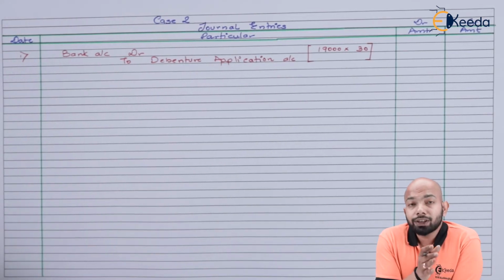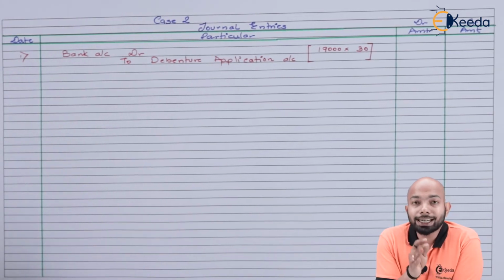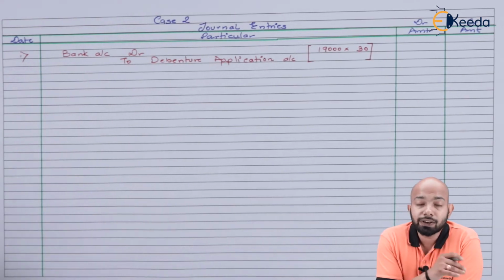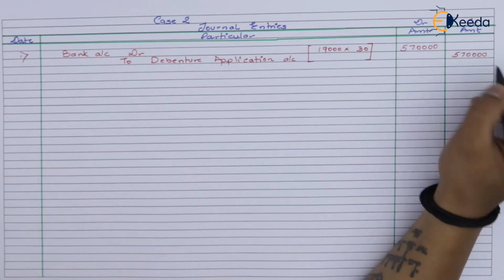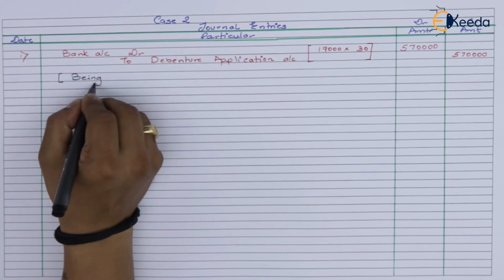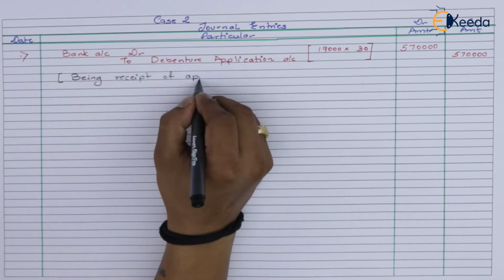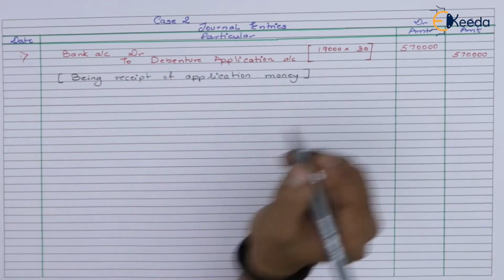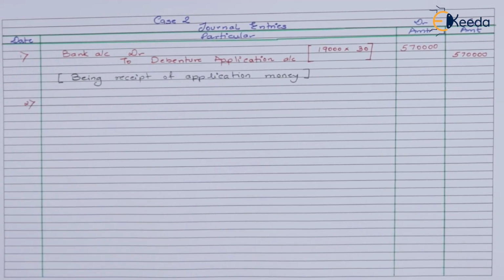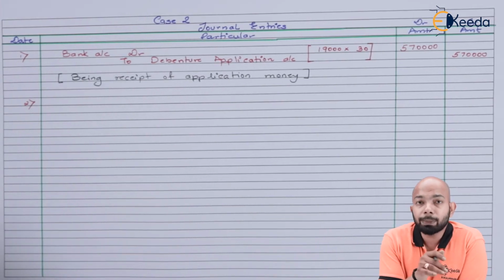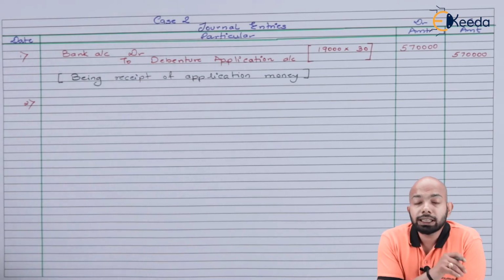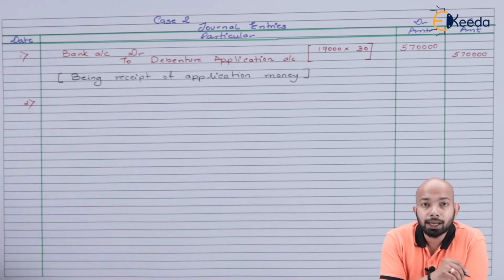The total receipt that we have received here is 19,000 multiplied by 30, that is 5,70,000. Let's mention that and then we'll post the narration there. Now, the second entry that we have to pass here is the transfer of this application money to the debenture capital account. So let's pass that entry.